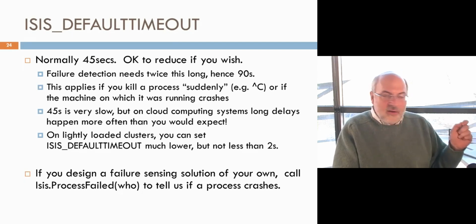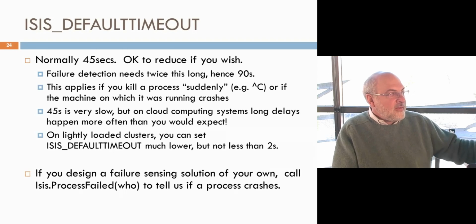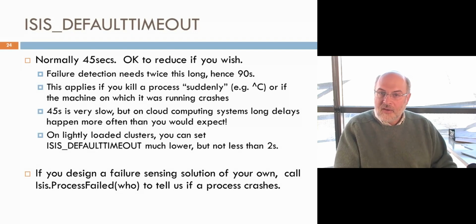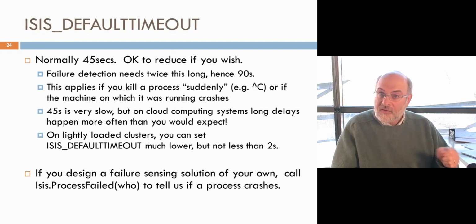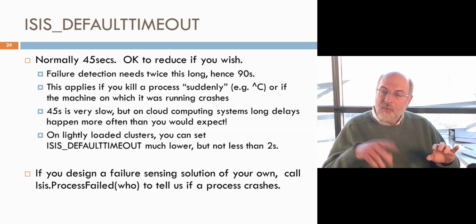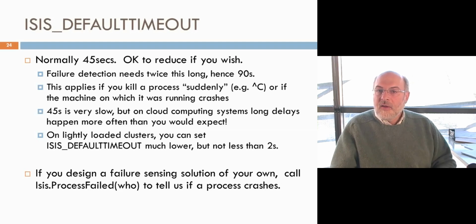If you want to detect failures quickly, the better way to do it is to build a failure detection method of your own and then call isis.processFailed, specifying the ISIS address of the process that failed when you believe that somebody has failed. You can do that as quickly and as efficiently as you're able to sense the failure. If you set the default timeout too small, small scheduling delays may be enough to cause delays in ISIS that would trigger failure detection, and then you'll have people who are dropped out of groups for no good reason.